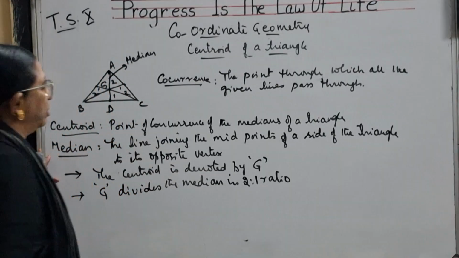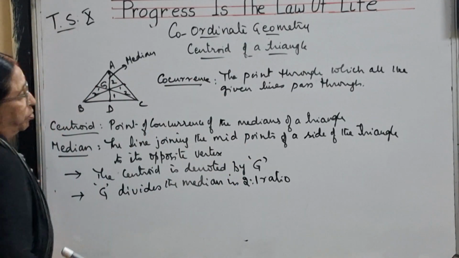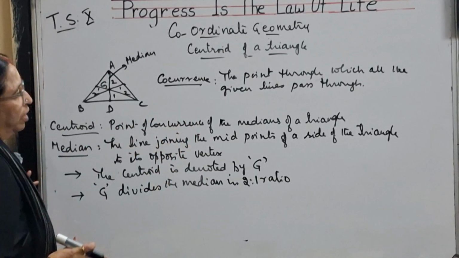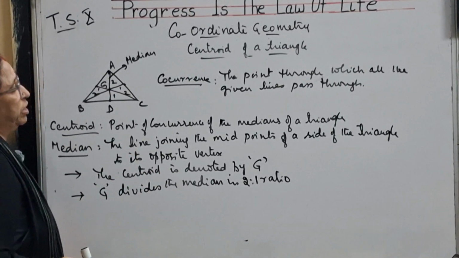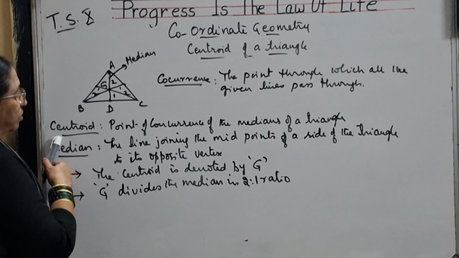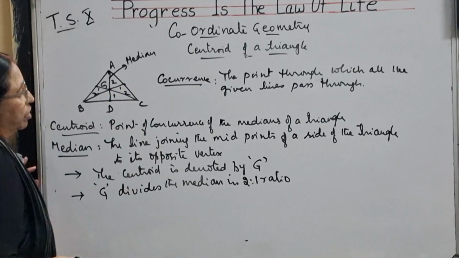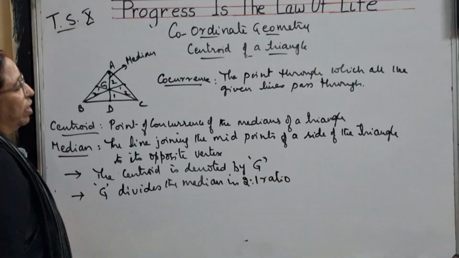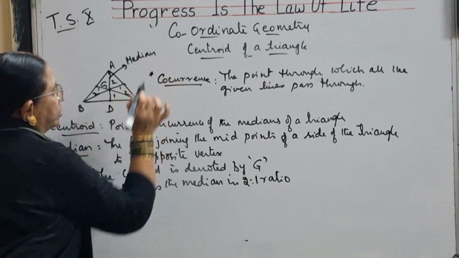For that I want you to have a general knowledge about this, which you have already studied in your previous classes. But once again, certain terminologies I wanted to explain so that the next teaching will be easy for me and also you will understand it easily. So actually the definition of centroid is the point of concurrence of medians of a triangle. The meaning of concurrence, if you don't know, is the point through which all the given line segments meet.